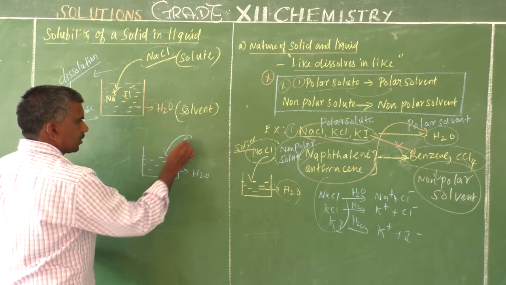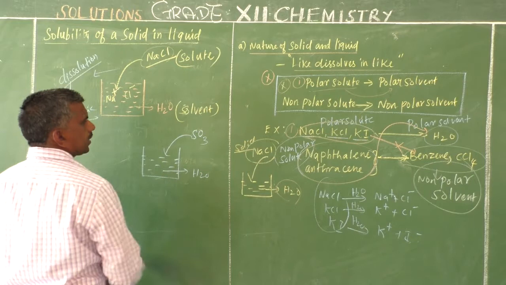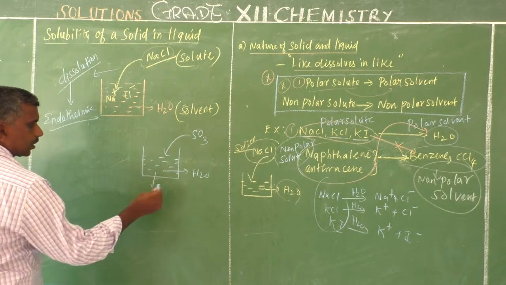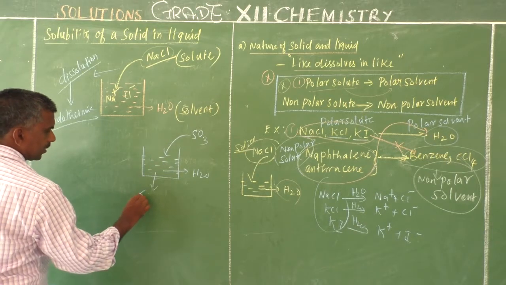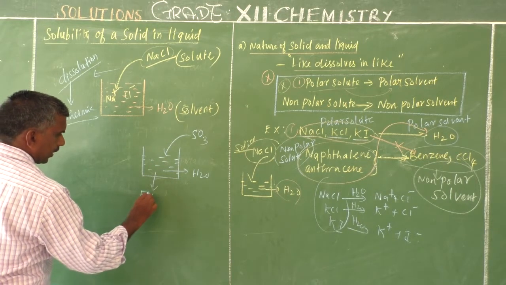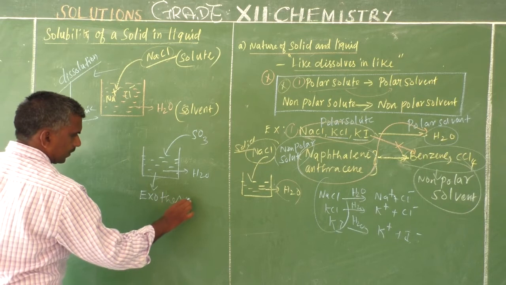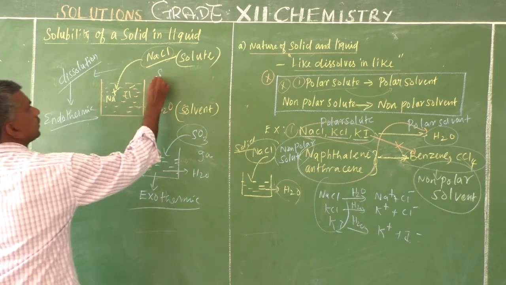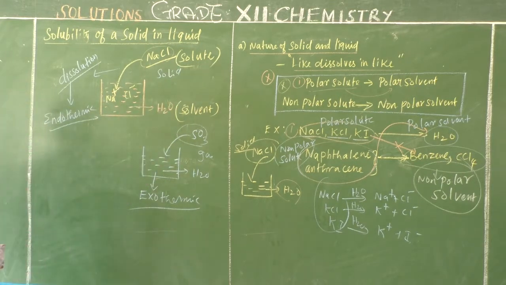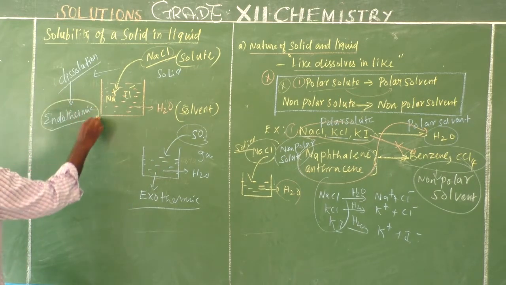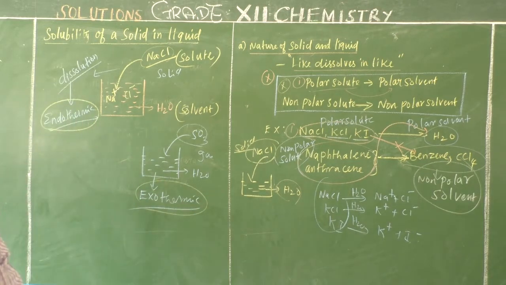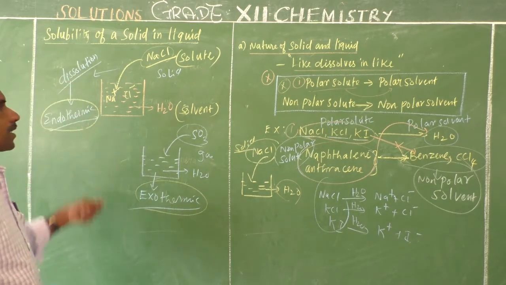When you dissolve sulfur dioxide or sulfur trioxide, this is the dissolution of a gas, and it is known as an exothermic process. When a solid dissolves in water, it is endothermic; when a gas dissolves in water, it is exothermic.